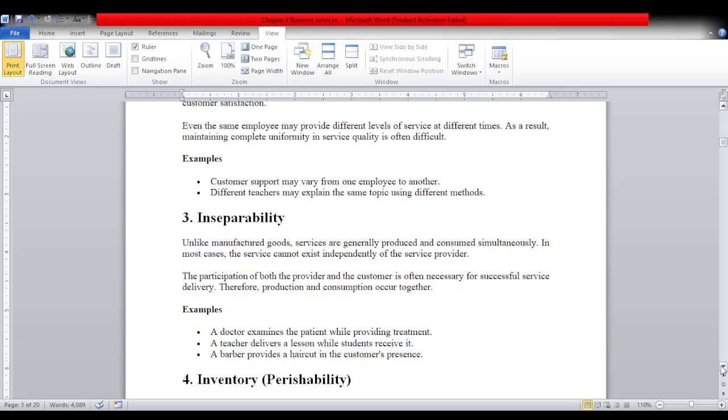You cannot store the service for a future use. In the same way, if you need banking services, then you have to take the service of the bank, and you need to visit the particular bank, then only they can give you the service. So when you have a consumption for a service, then the producer needs to produce a service for you. So participation of both the provider and the consumer is often necessary for a successful service delivery. Therefore, production and consumption occur together.